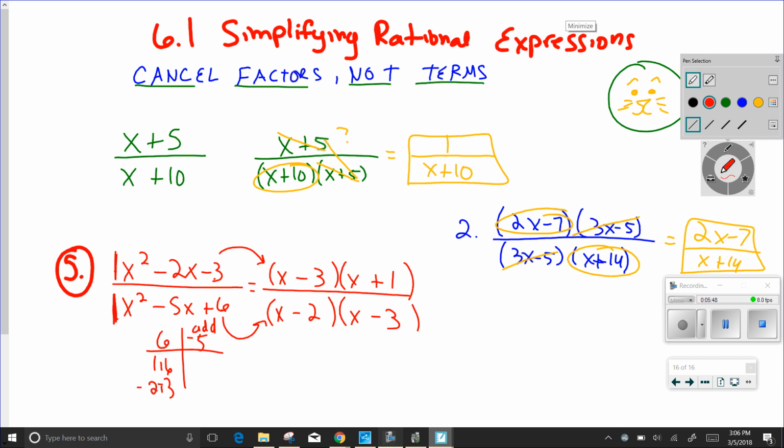Okay, now I have my factors, so what can cancel? I have a factor of x minus 3, that will cancel that factor of x minus 3. I have a factor of x plus 1 left over, and a factor of x minus 2 left over in the bottom, and that is your answer. Do not cancel those x's because they are part of an entire expression.